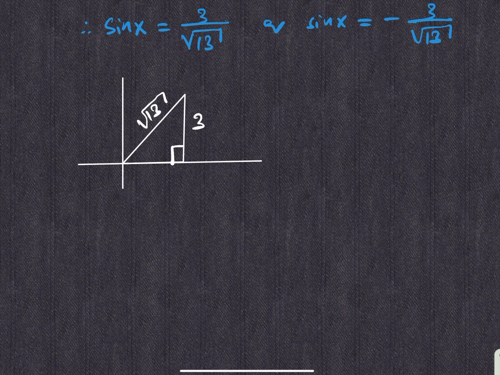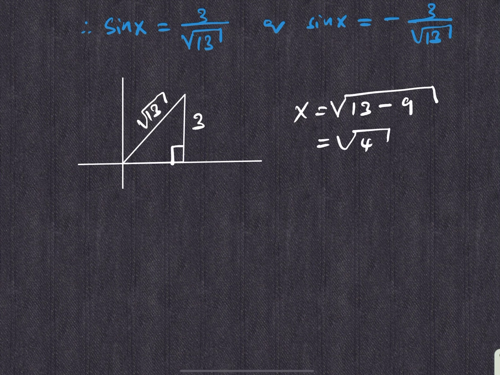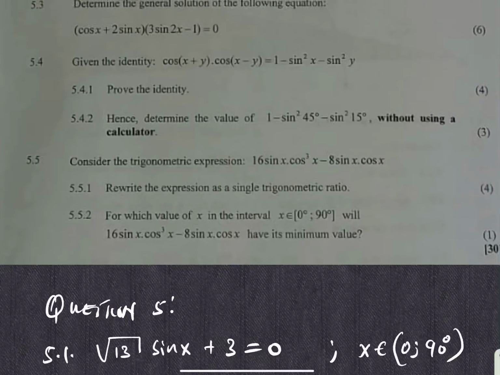How do you find x? So x is going to be equal to the square root of the hypotenuse squared, which is 13, minus the opposite squared, which is 9. As a result, you're going to get 4. So therefore, x is going to be equal to 2. It's positive, just right there. Now you can try to answer the question. What are they saying there?